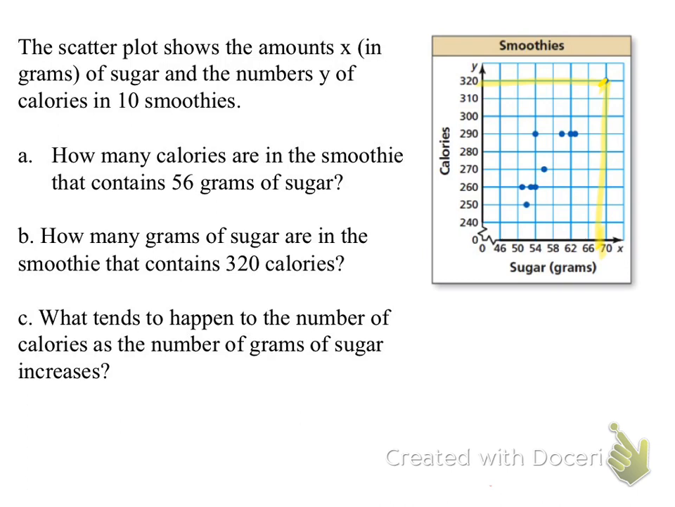C. What tends to happen to the number of calories as the number of grams of sugar increases? As sugar increases, calories increase. What kind of correlation is that? When one increases, so does the other. Is it positive or negative? It's a positive correlation. So as one quantity increases, so does the other, then it's a positive correlation. Okay?